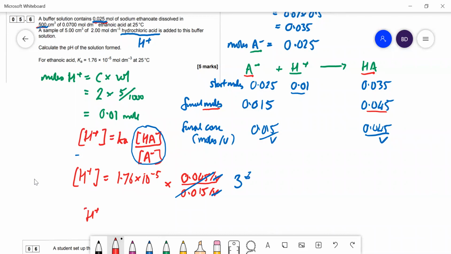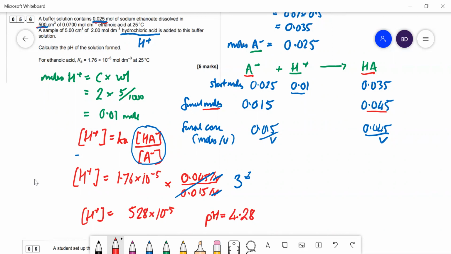H plus concentration, work that out, you get 5.28 times 10 to the minus 5. Take the negative log of it to get the pH. pH is equal to 4.28. So that's quite a difficult buffer question, when you add a little bit of acid to it. Sometimes they get you to add a little bit of hydroxide to it. It's a little bit more difficult than a regular calculation for a buffer.